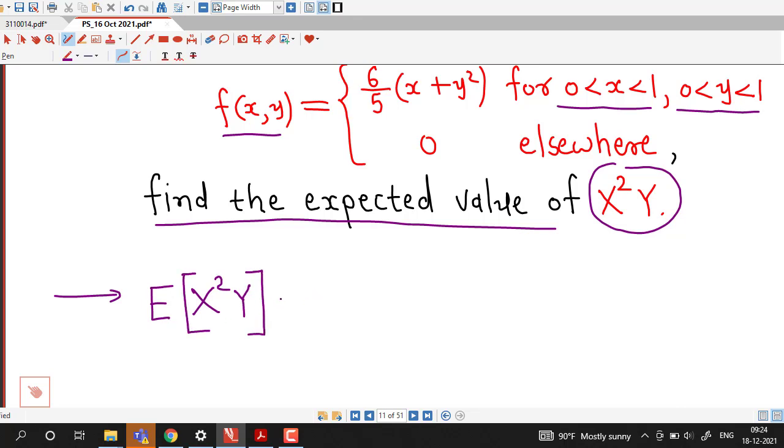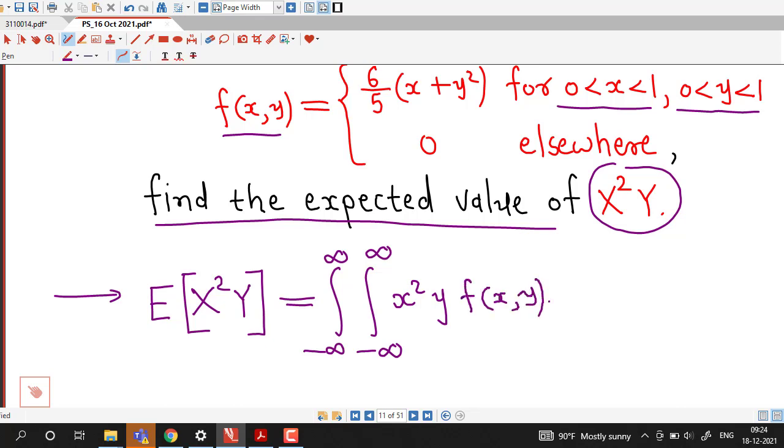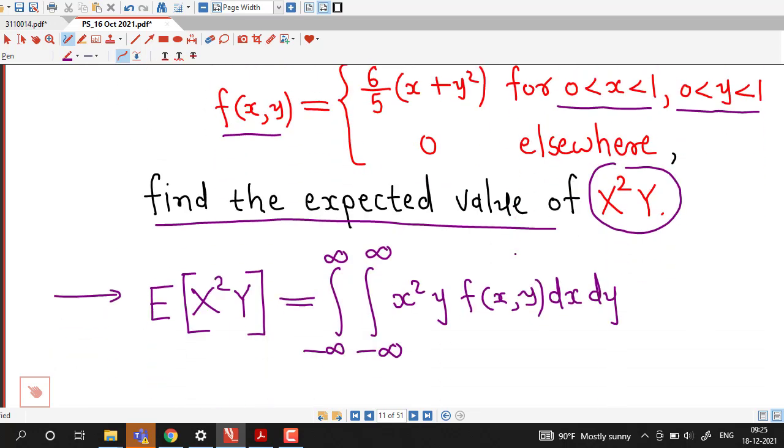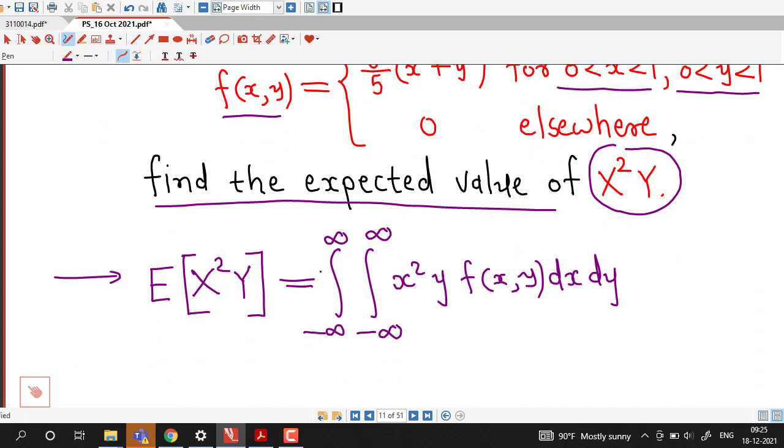By the definition, the expected value of a function of a two-dimensional random variable is equal to the double integral from minus infinity to infinity, for both variables x and y, of this function x squared y times the joint probability density function, with respect to x and with respect to y. We defined the expected value of a two-dimensional random variable in an earlier lecture. So by definition we can write the expected value of x squared y as the double integral of x squared y times the joint density function.